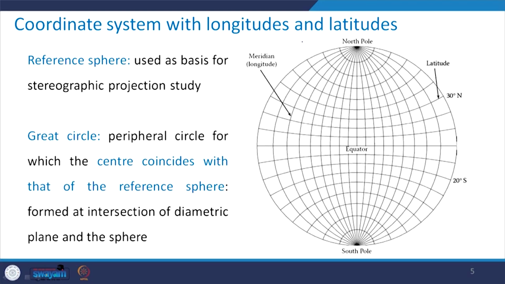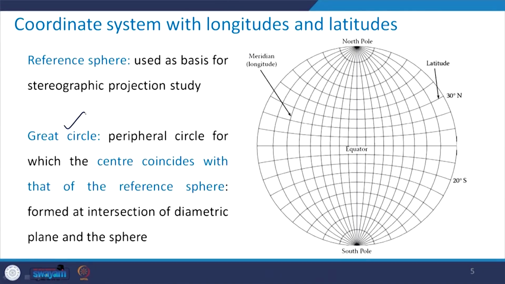Now, the next one is great circle. Please understand it very carefully. It is very important because throughout this, wherever we will have this stereographic projection and their application later on in this course, we will be referring again and again to some of these terms. The first one is the great circle. It is the peripheral circle for which the center coincides with that of the reference sphere. So, now we take this as a reference sphere. Any peripheral circle which shares the same center as that of the reference sphere, we are going to call as the great circle. The great circle can be formed at the intersection of a diametric plane and the sphere.